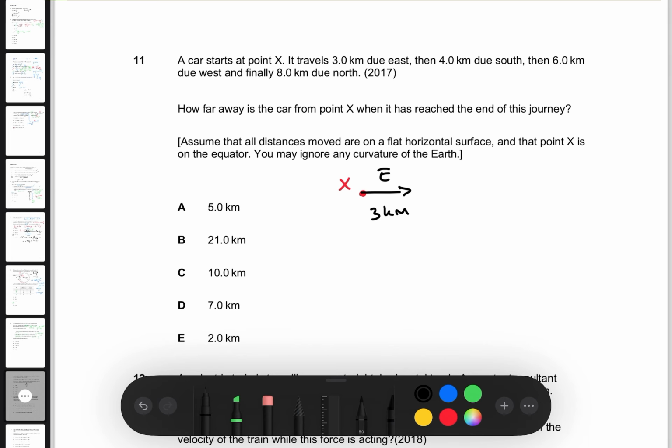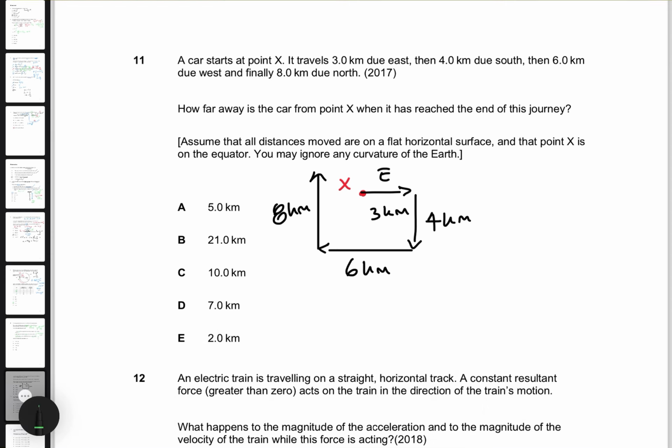So that's 3 kilometers. And then 4 kilometers south. And then 6 kilometers west. And then finally 8 kilometers north. So they're saying how far away is the car from point X where it has reached the end of its journey. So here's the deal.